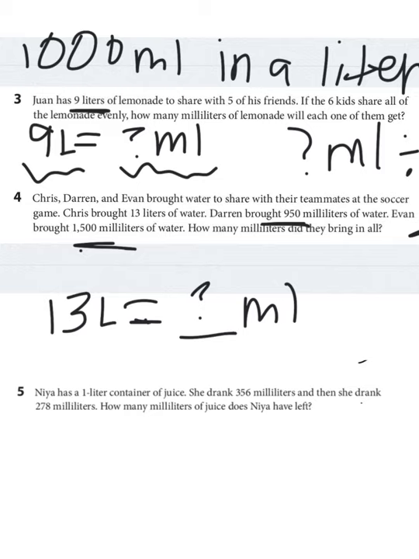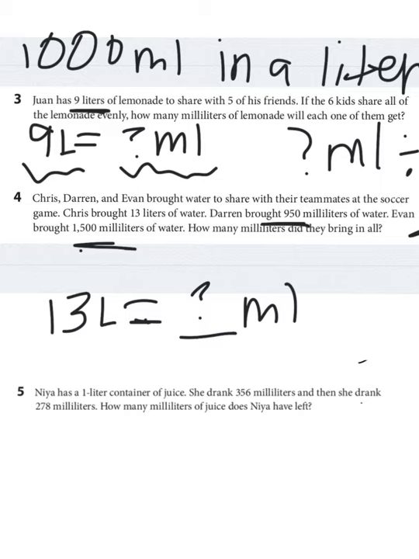Finally, 4th graders, the 5th problem on the page says Naya has a 1 liter container of juice. She drank 356 milliliters and then she drank 278 milliliters. How many milliliters of juice does Naya have left? So if she has a 1 liter container, you need to think about how many milliliters that is total. There's a big, huge hint at the top of the screen. Remember, 1,000 milliliters equals a liter. And you are going to subtract from that the amount of milliliters that she drank.